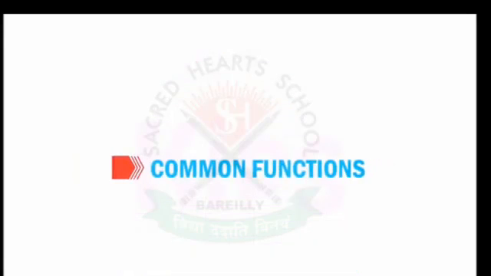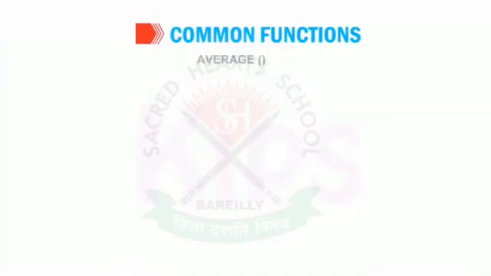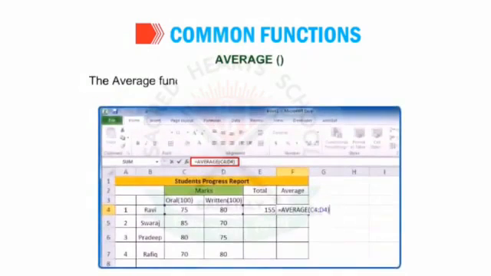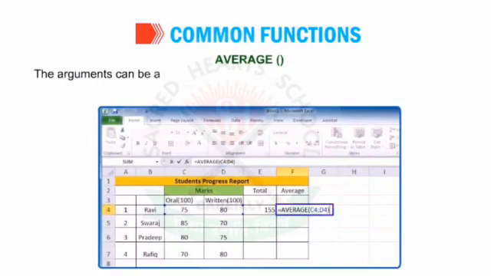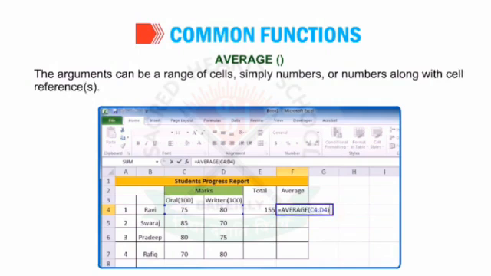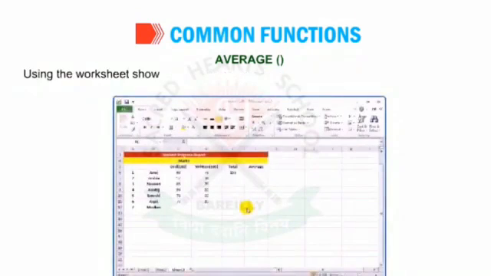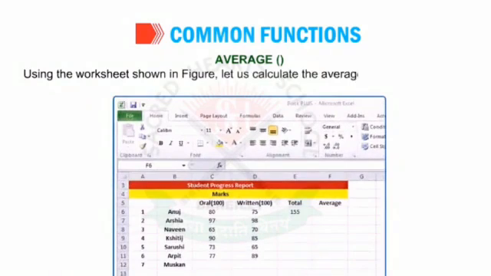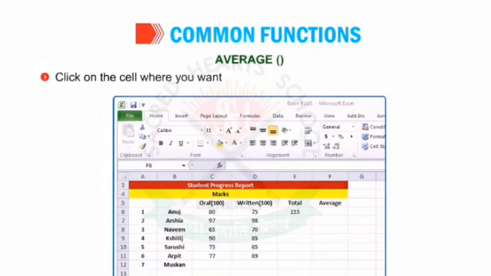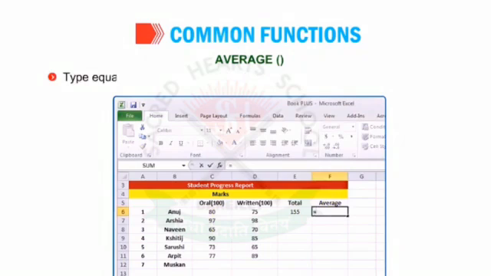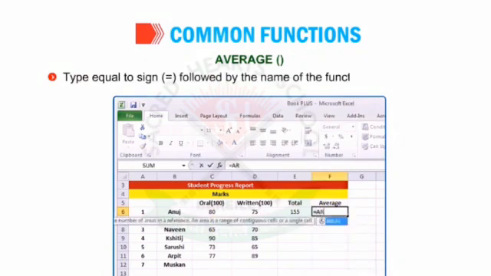Now let us talk about the common functions. Average. The average function returns the average of the range values. The arguments can be a range of cells, simply numbers, or numbers along with cell references. Using the worksheet shown in the figure, let us calculate the average of marks obtained by Anuj. Click on the cell where you want to place the average of values. Let us say F6. Type equal to sign followed by the name of the function, that is AVERAGE.